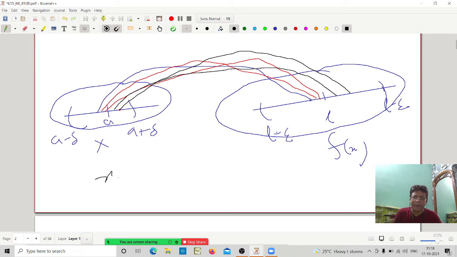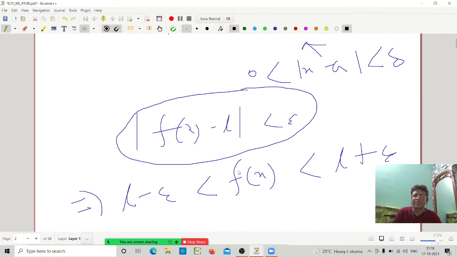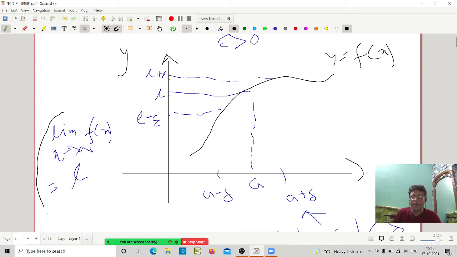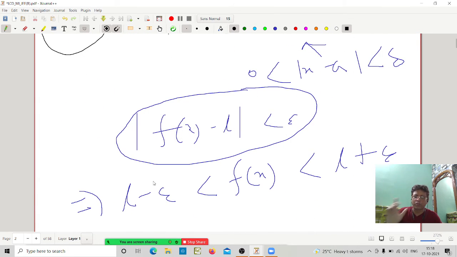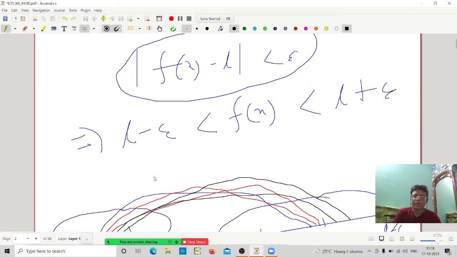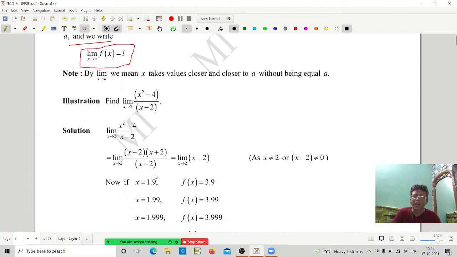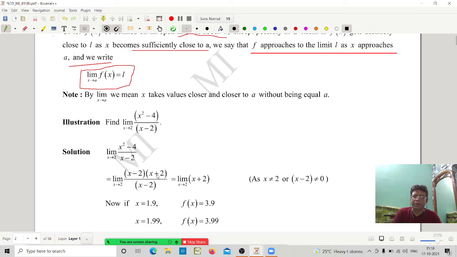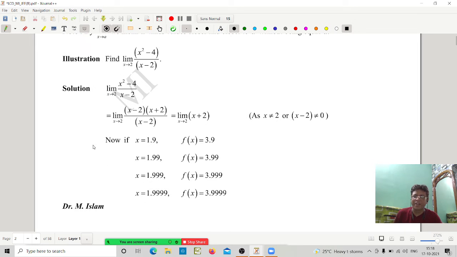That is mathematically written as: as x tends to a, f(x) tends to L, and we write limit x tends to a, f(x) equals L. That is the concept of limit, and that is the definition of limit. Okay, now I will give some practical examples.